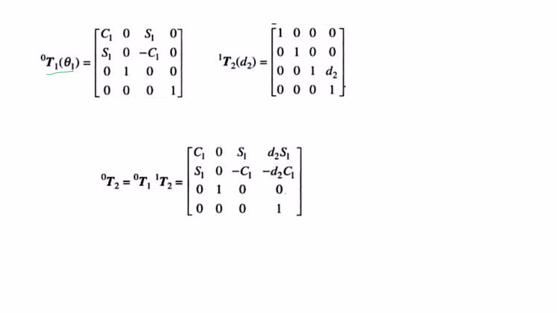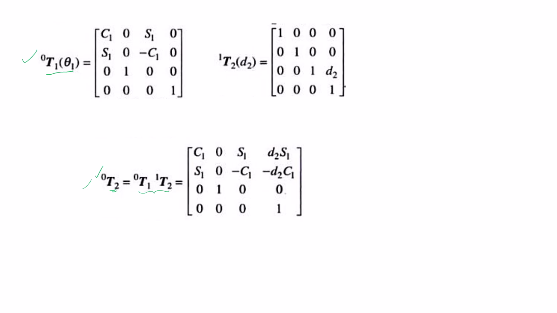But what we need is the transformation matrix relating the second frame with the base frame itself, right? For that, how will we get it? Just multiplying the two transformation matrices, T1 to 0 and T2 to 1, will give you the transformation matrix of the second frame relating to the base frame, right? So from this, we can get whatever we will be using from these two transformation matrices.